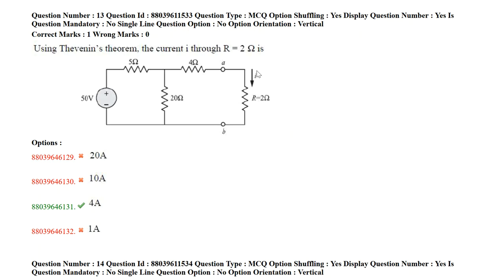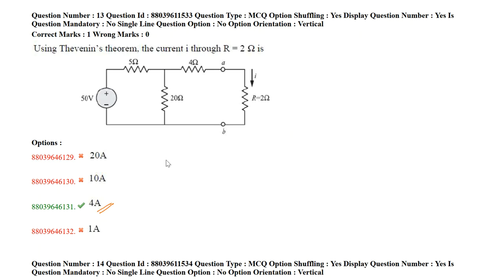So how are you going to substitute here? Just apply an open circuit at this terminal. Once you open circuit here, the current will not flow here, as we discussed in the previous videos. The GATE questions also use the same concept. In my previous video on the GATE 2021 paper, I discussed the same concept. Just go through it once and you can solve it, and the answer is 4 amperes.